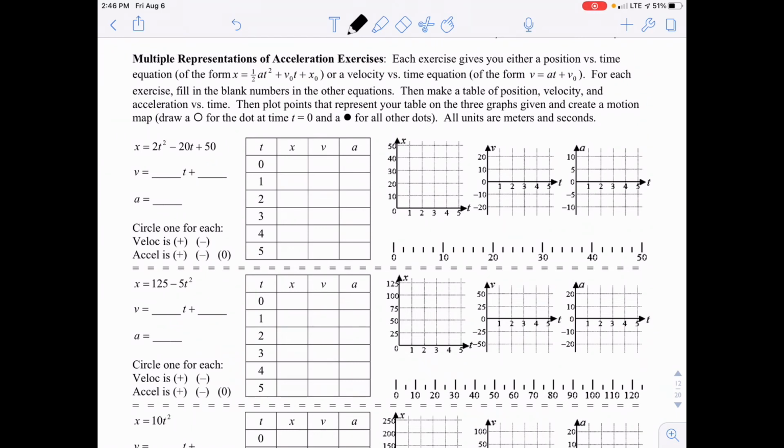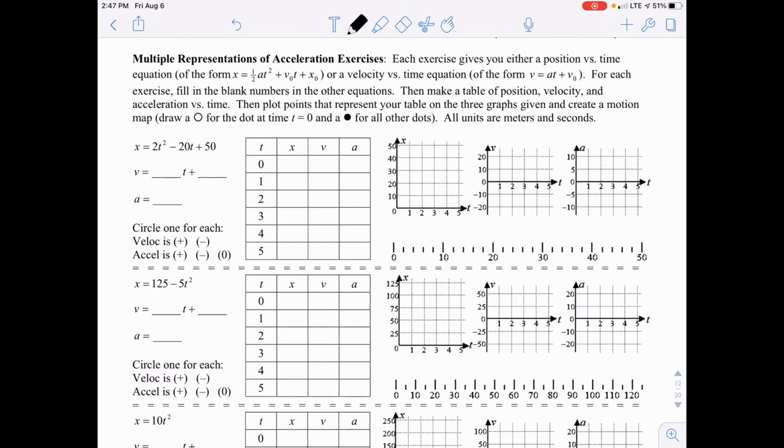All right, in this next section, we're going to take a look at multiple representations of acceleration through the use of equations, constant acceleration equations, through the use of data tables, and through the use of position, velocity, and acceleration versus time graphs. Let's take a look.